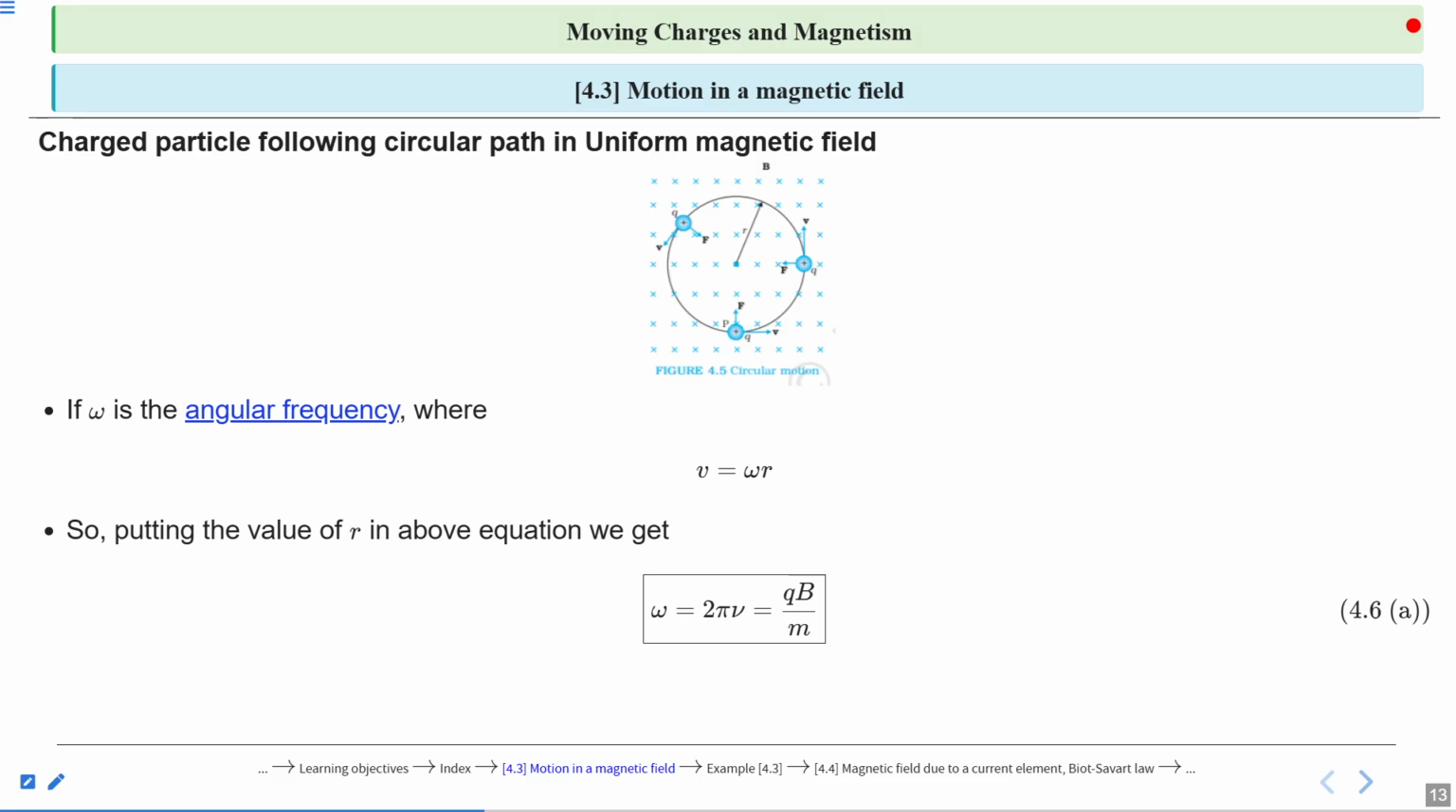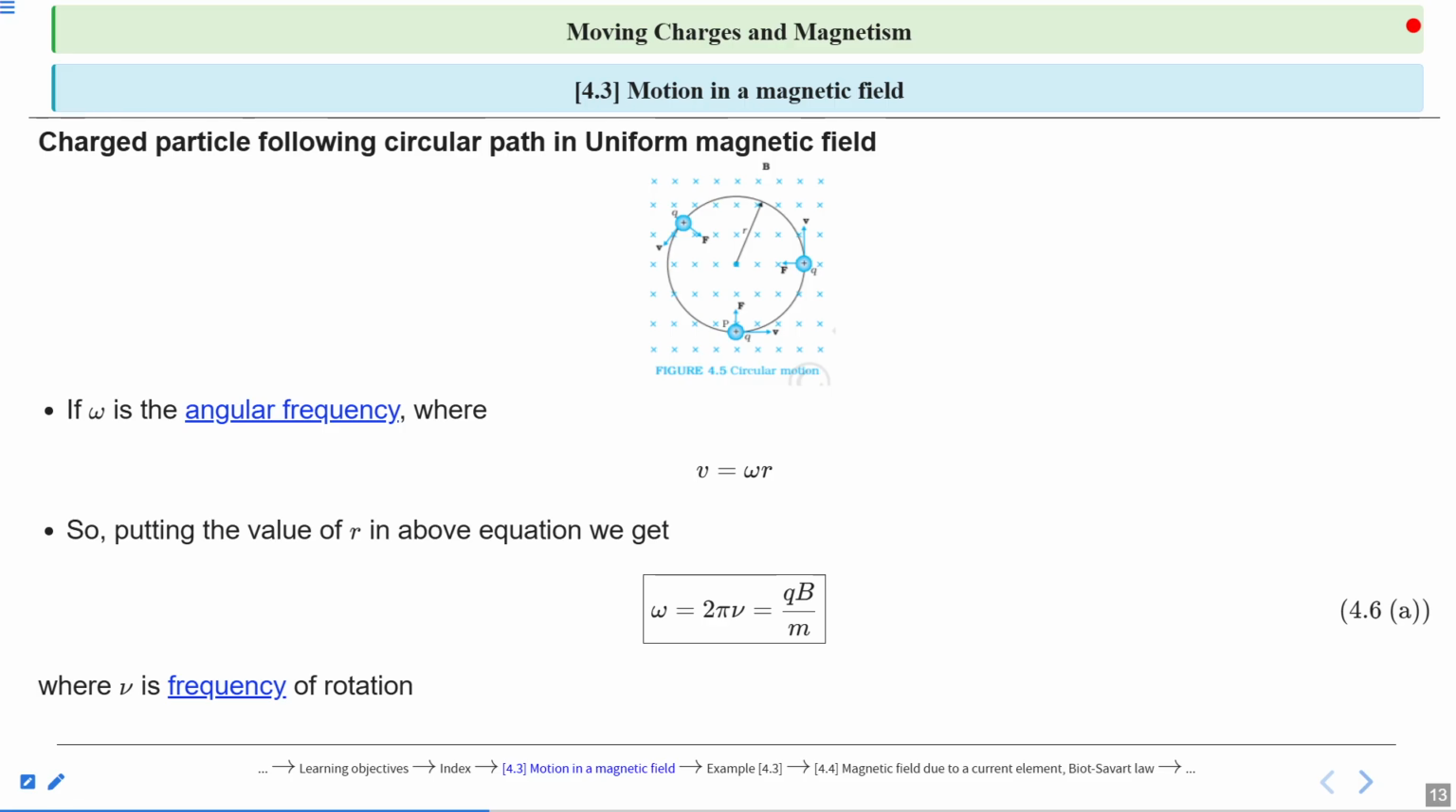Nu is the linear frequency, omega is the angular frequency. So the relation between frequency and angular frequency is omega is equal to 2 pi nu, which is equal to, after putting the value of radius in v equal to omega r, we got qB by m. So omega is qB by m. Mark it as equation 4.6a, where nu is the frequency of rotation.